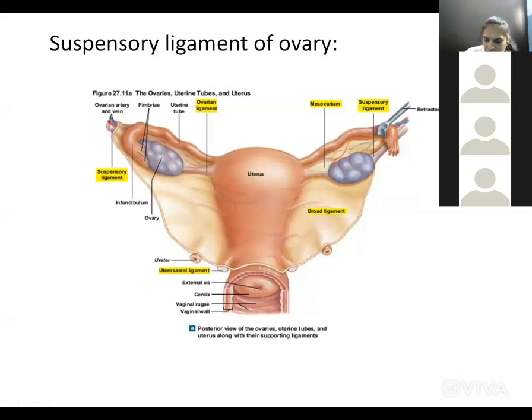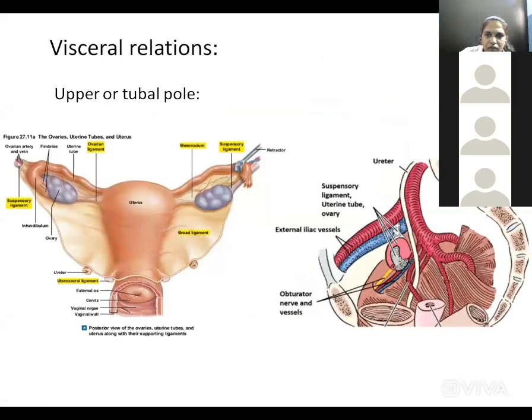Yes, ma'am. Okay. Moving further, visceral relations. Now we are seeing the upper pole or tubal pole. In this diagram, this is the upper pole and this is the uterine pole. So we will look for the structures related to the upper pole. The first ones are the fimbriae of the uterine tube and the suspensory ligament of the ovary. These two structures are attached to the tubal pole.